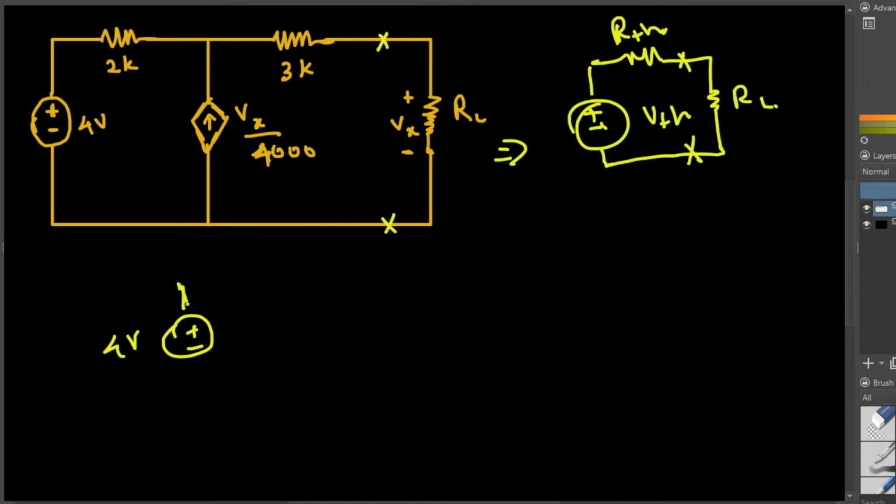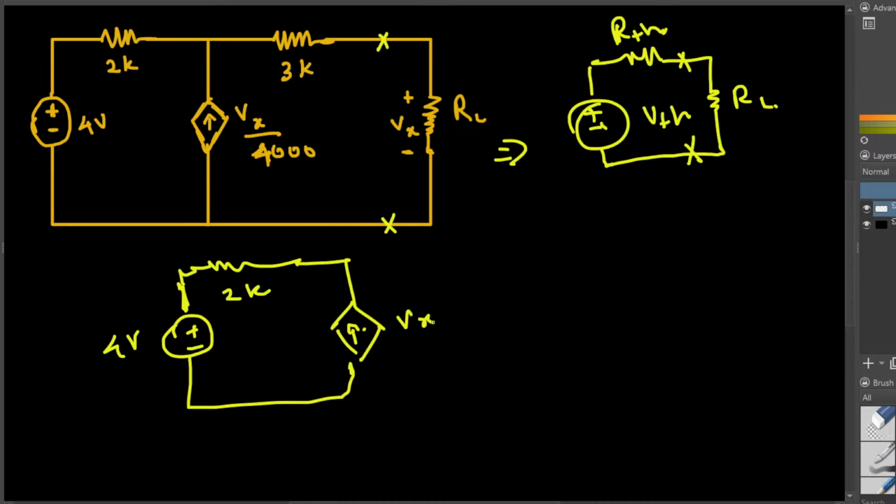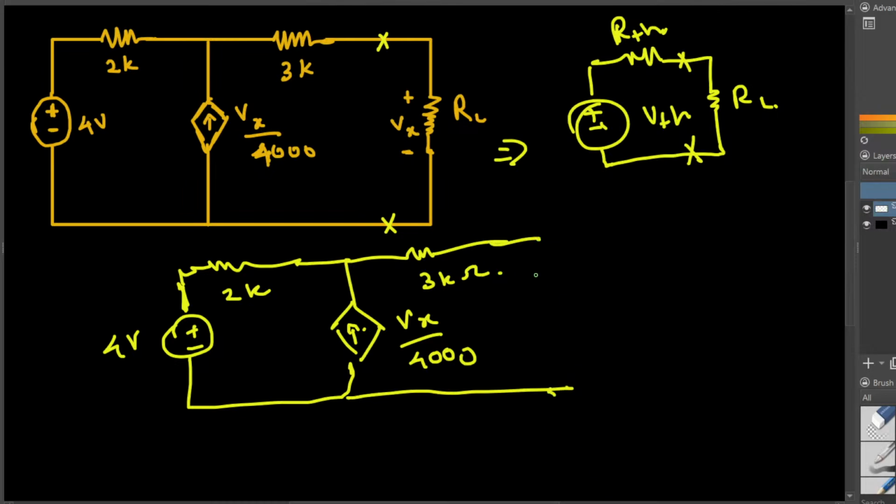So here I'm drawing the circuit again. This 2K right here, and then we have a voltage dependent current source right here, and that's given by Vx divided by 4000. And we have a 3K ohm resistor, and this one we leave as open circuit. And we are interested in finding out the voltage across here, VOC, open circuit.